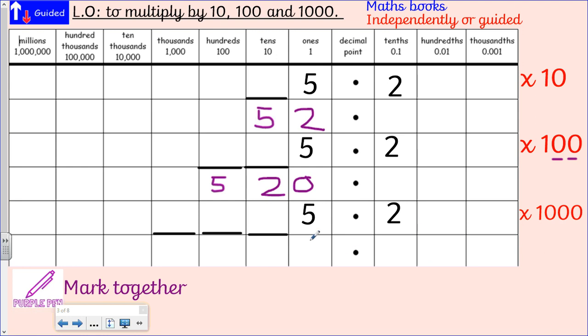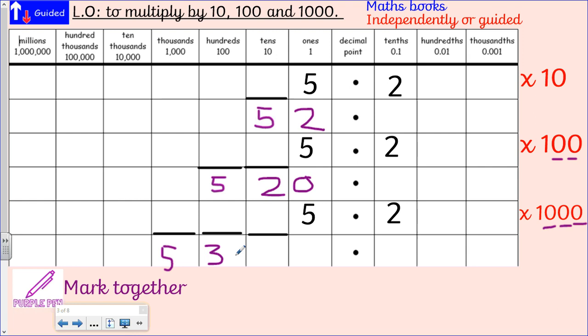And the last one, same number again, 5.2. This time we're multiplying by 1000, so we're moving 3 places over to the left this time. So the 5 goes from the ones column, 1, 2, 3, jumps into the thousands column. So if you think about that logically, 5 times by 1000 is 5000. That should hopefully make sense to you. And the 2 we can count, 1, 2, 3, or we can, as before, just follow it along.